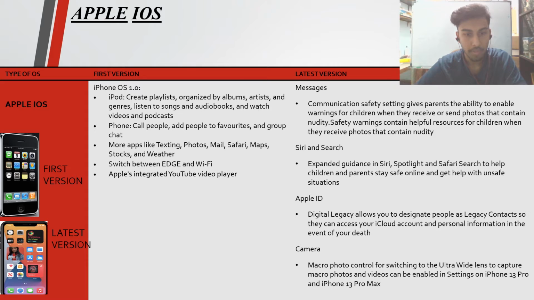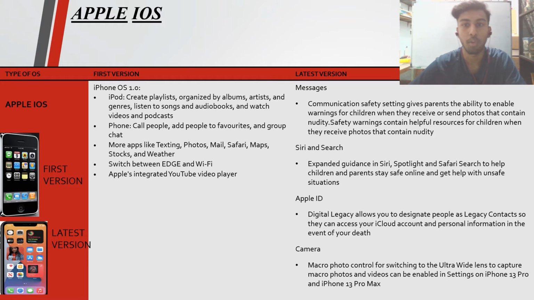Phone. The first iPhone usually had basic needs, for example, call people, add people to favorites, and add group chat. More apps like texting, photos, mail, Safari, Maps, Stocks, and more. Switch between HD and Wi-Fi. Apple integrated the YouTube video player. That's the first version. Let's see the latest version.